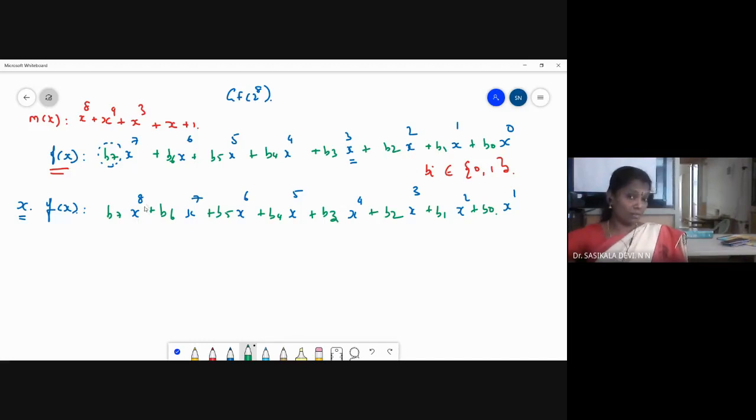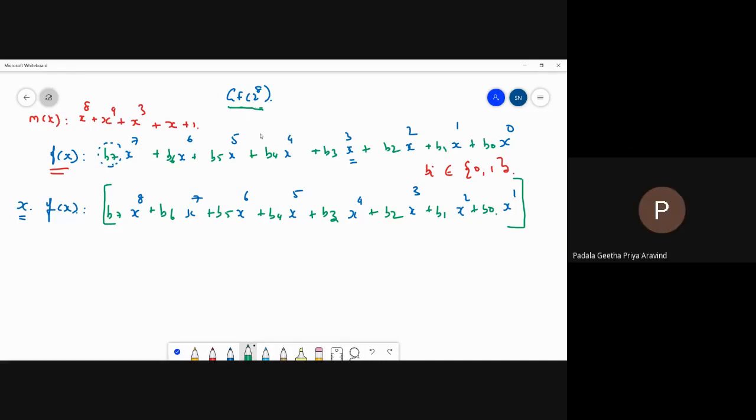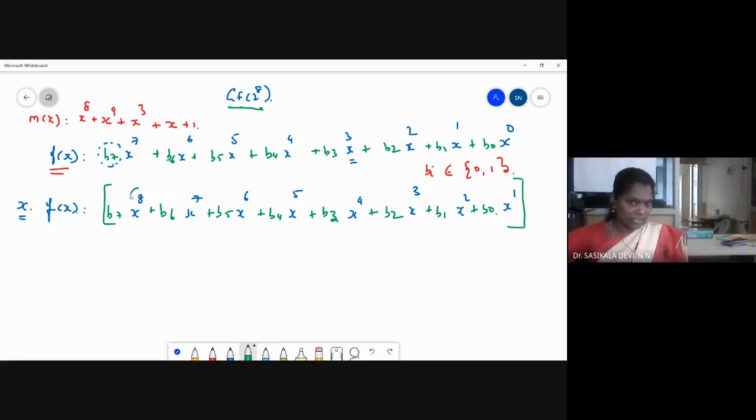But we have to verify whether this polynomial is over GF(2 power 8) or not. Is it a group element of GF(2 power 8)? Yes or no? No. Why? Because this degree is 8. The maximum degree of this polynomial should be 7, never exceeding 7. So this x power 8 term is out of this field, out of this set.